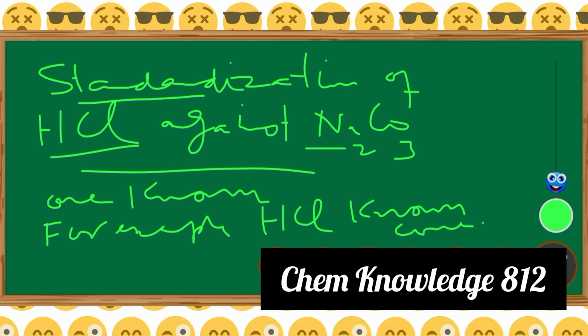Then we can carry out the titration of HCl against sodium carbonate. We say sodium carbonate against HCl solution. So, this one will be unknown. HCl will be known, and Na2CO3 will be unknown.